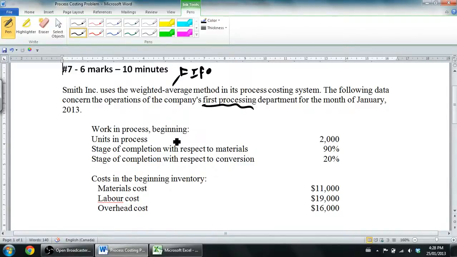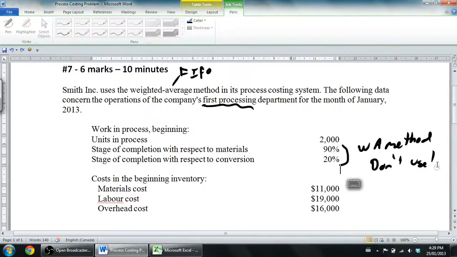Okay, so it says work in process beginning, units in process 2000, stage of completion 90 and 20. Here's a little trick. Maybe it's not a trick question, but for the work in process beginning, if they give you a percentage, if you're doing the weighted average method, as we are, we don't use it. So these percentages are just red herrings. Weighted average method, we don't use it at all.